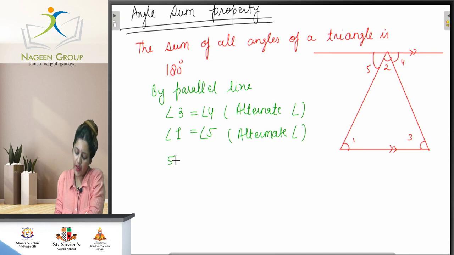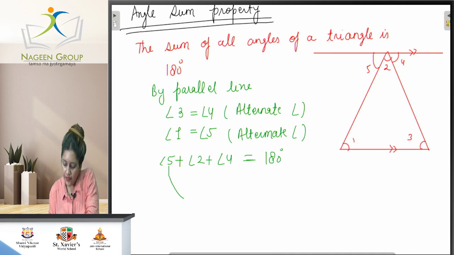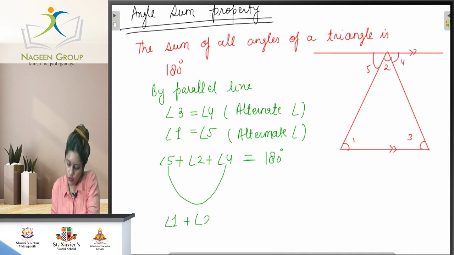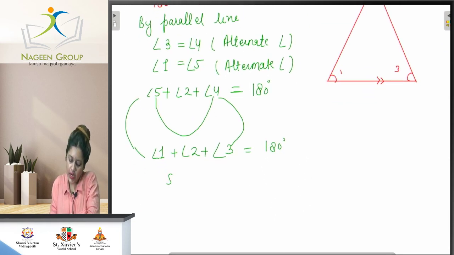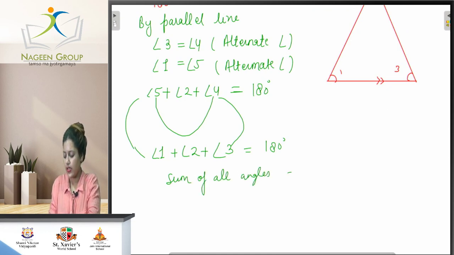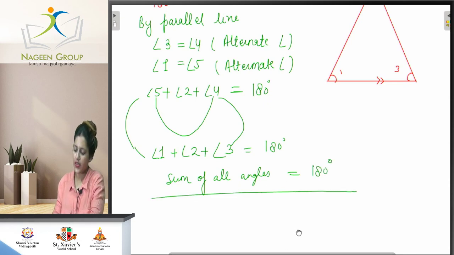But angle 5 plus angle 2 plus angle 4 is equal to 180 degrees, as they are adjacent angles on a straight line. So in place of 5 and 4 we can put 1 and 3, that is angle 1 plus angle 2 plus angle 3. In place of 5 we write angle 1, in place of 4 we write angle 3, that is 180 degrees. So hence proved that the sum of all angles is equal to 180 degrees. Understand?